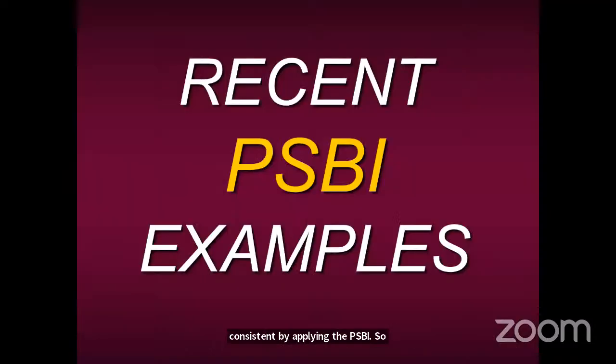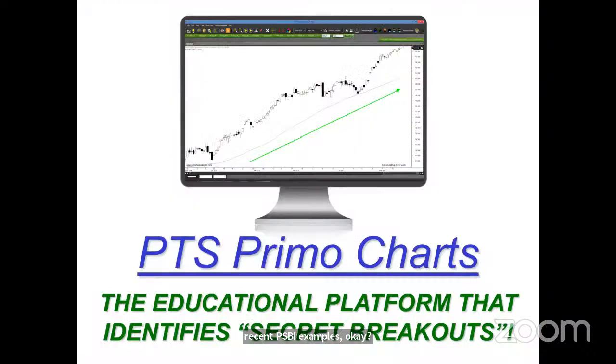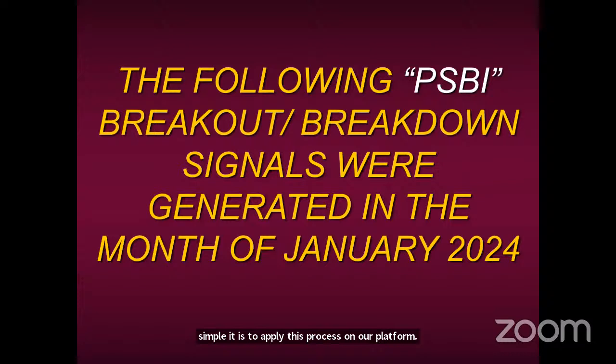So let's look at some recent PSBI examples, okay, to show you exactly how the process took place and how simple it is to apply this process on our platform, the PTS Primo charting platform. Now, the following PSBI breakout and breakdown signals were generated in the month of January 2024. So everything you're seeing just happened within the last 31 days.